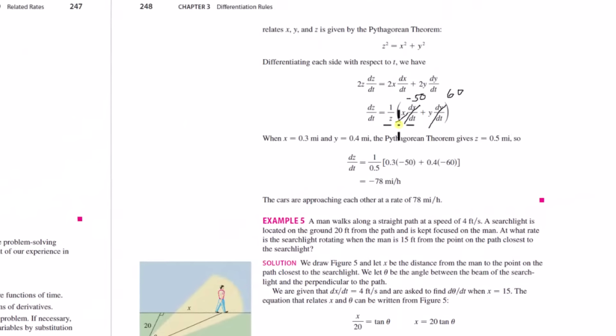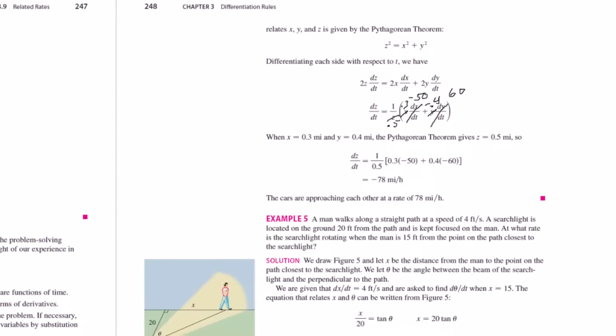So 0.3 and then negative 0.4. And then z, I would just solve for z. They give z is 0.5, right? Just solve for z. Do 0.3 squared plus 0.4 squared is equal to z squared to get z, because z is also a function of dz dt, z itself, at that moment.